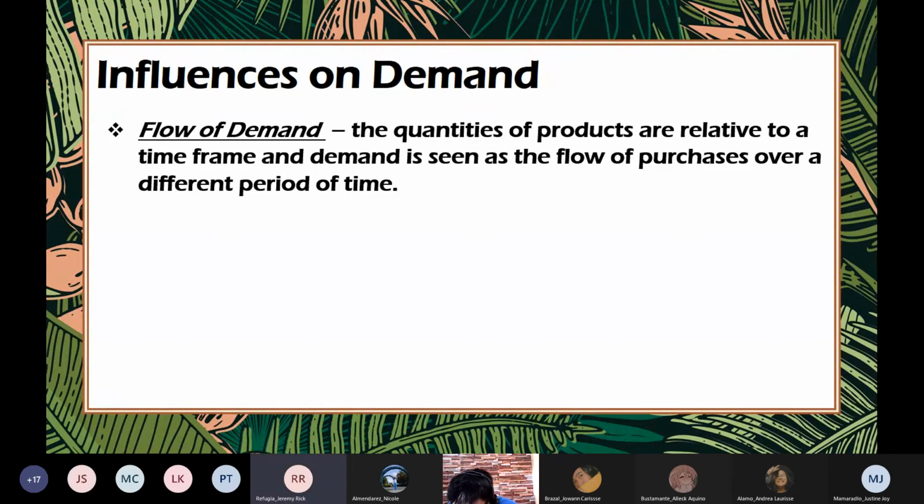Flow of demand. The quantities of products are relative to a time frame and demand is seen as the flow of purchases over a different period of time. Okay, thank you. The explanation of the book is long, but I shortened it. The book's sample is a fish vendor who wants to know the quantity of fish, pampano, that he can sell at 350 per kilo.